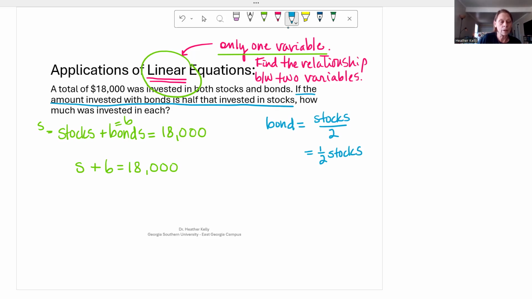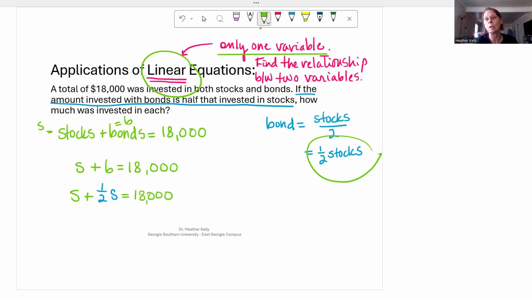Okay. So now our equation can be stocks plus 1/2 stocks equals 18,000. All right. And now we only have one variable. And when we have one variable, we can solve it.